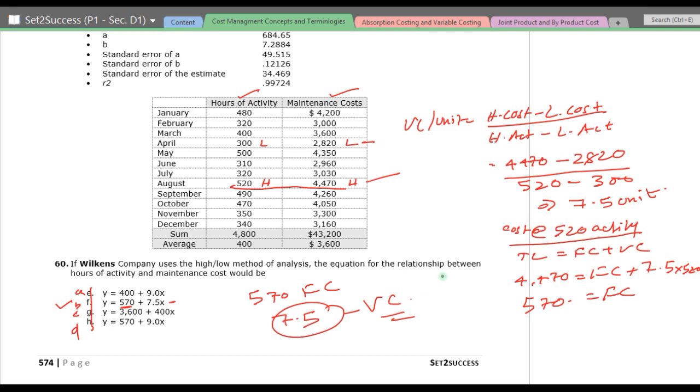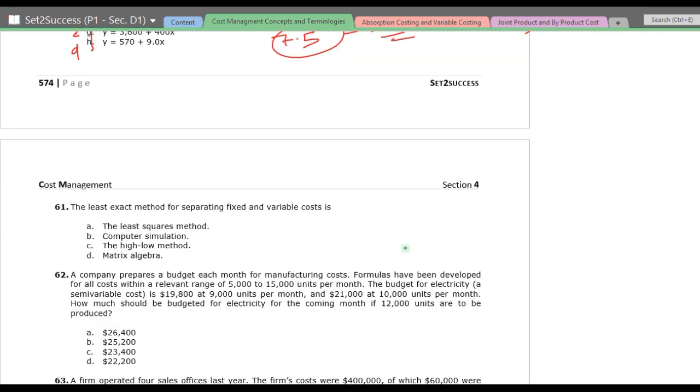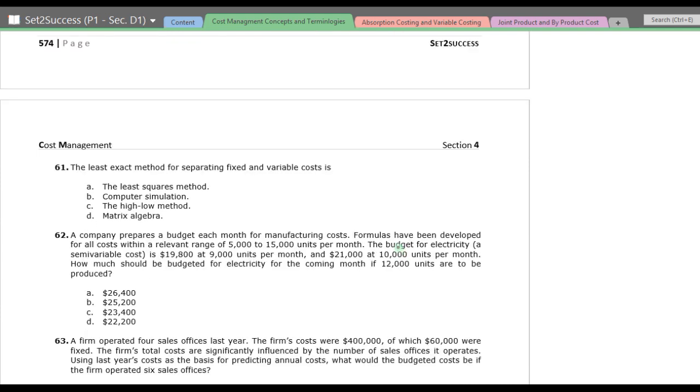Now next, the least square method is the most exact method for separating fixed and variable cost, an accurate method.